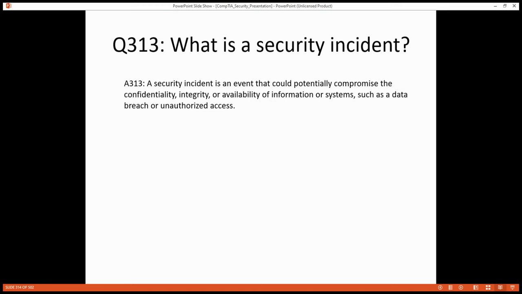Q313. What is a security incident? A313. A security incident is an event that could potentially compromise the confidentiality, integrity, or availability of information or systems, such as a data breach or unauthorized access.